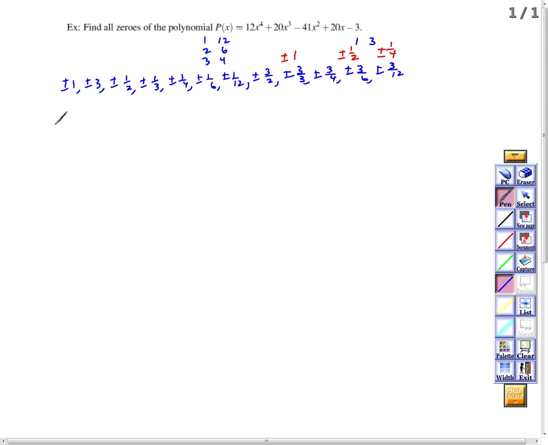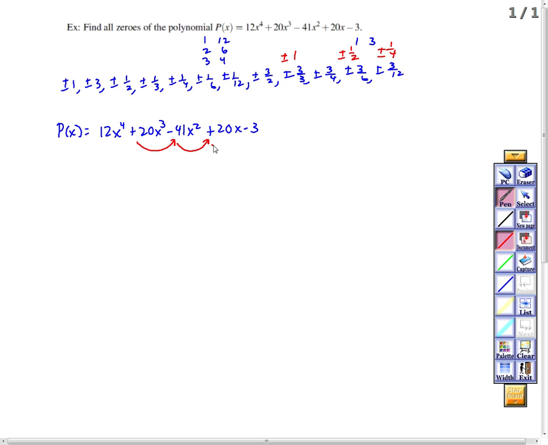So let's go ahead and also do Descartes' Rule of Signs. I'm going to rewrite my polynomial, 12x to the fourth plus 20x cubed minus 41x squared plus 20x minus 3. I'm going to look for variations in sign. I have 1, 2, 3. So there are 3 or 1 positive real zeros. Remember, we look for variations in sign. That gives us a 3. Then we subtract by 2 until we get different integers. We stop if we get something that's going to be less than 0.